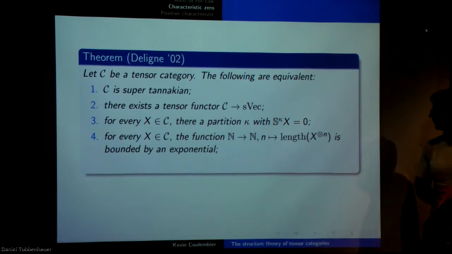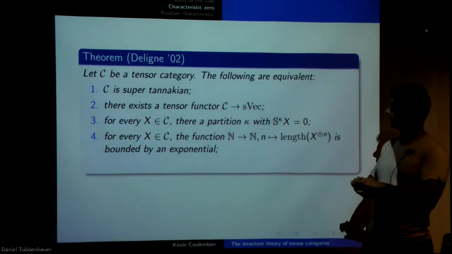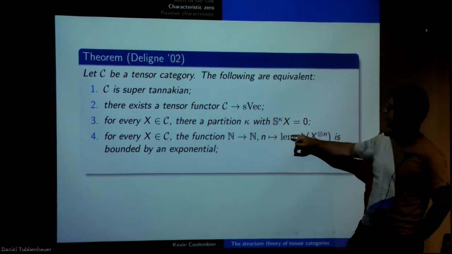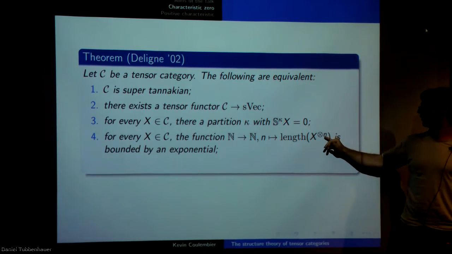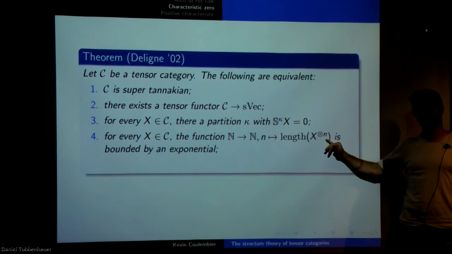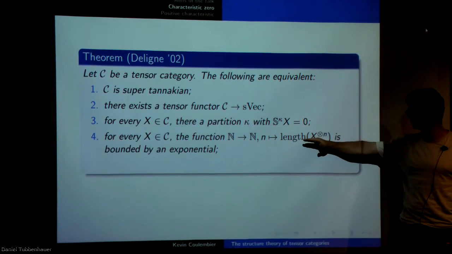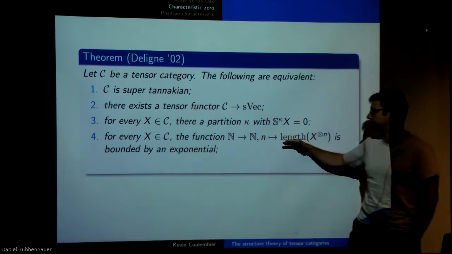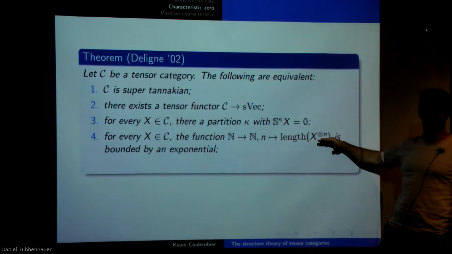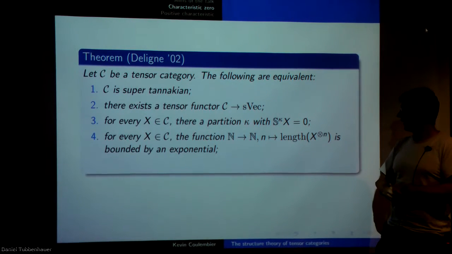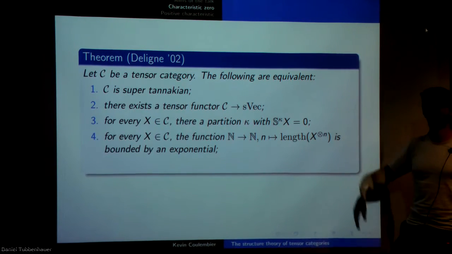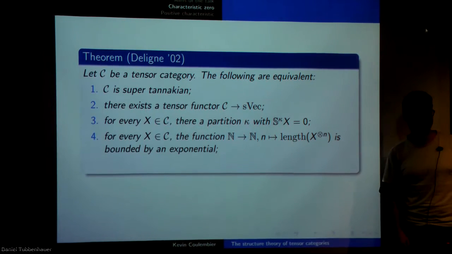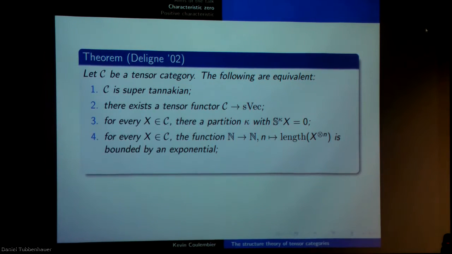A different equivalent characterization is that it's of sub-exponential growth, which means that for every object, I can look at this function. So for every natural number, I look at the corresponding tensor power. I can measure the length of it, and this needs to grow not faster than an exponential. Obviously, if I have representations of some supergroup, this is some vector space with some structure on it. The length of this will be bounded by the dimension, which is the exponential of the dimension of x. So, again, one direction is easy.